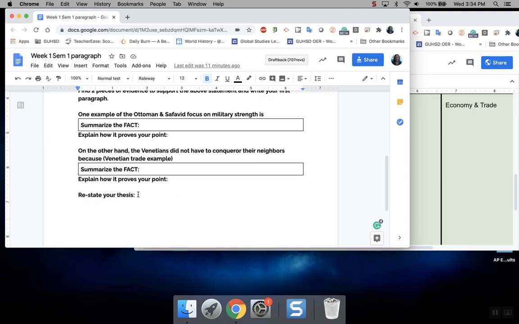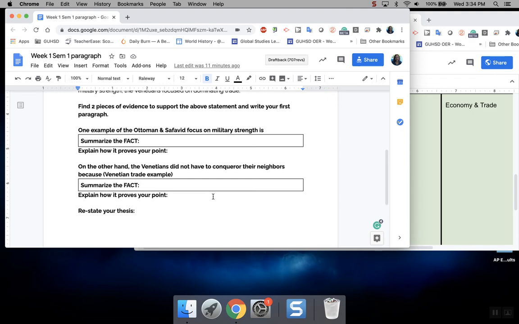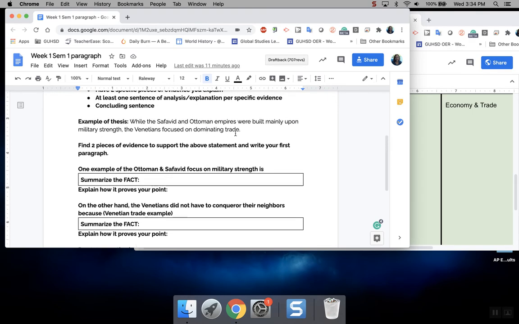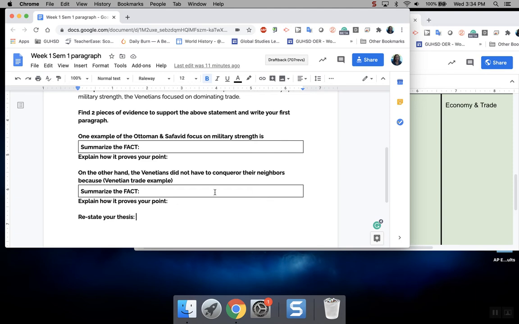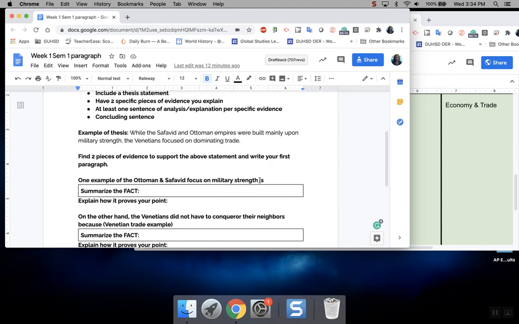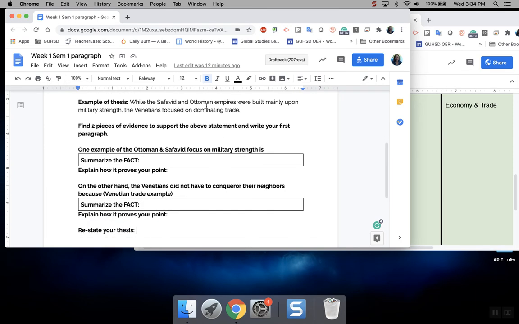After you've done that, then what's left is for you to restate your thesis. So go back up here, look at what you said with your thesis at the beginning of the paragraph, and figure out how to restate it. That doesn't mean you copy and paste it from the top to the bottom, but you'd usually take what you said and expand on it.